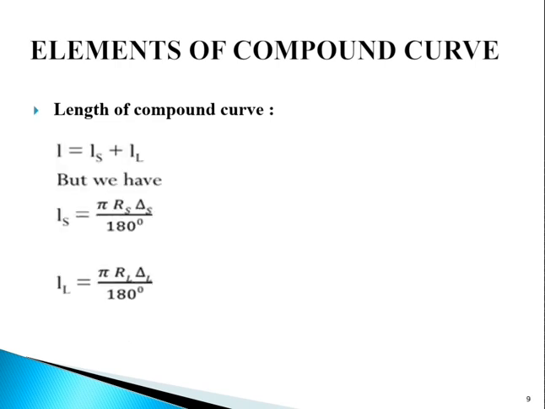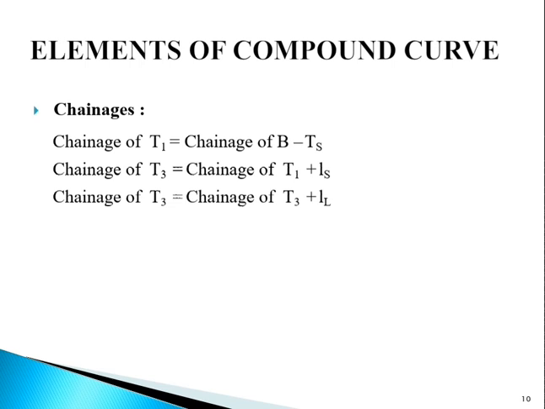The length of the compound curve will be given by L equal to LS plus LL. We have LS equal to pi RS delta S divided by 180 degrees and LL equal to pi RL delta L divided by 180 degrees. So put down these values and calculate the required length of the compound curve. These are the required equations which are useful for the compound curve, and the last one is chainage.